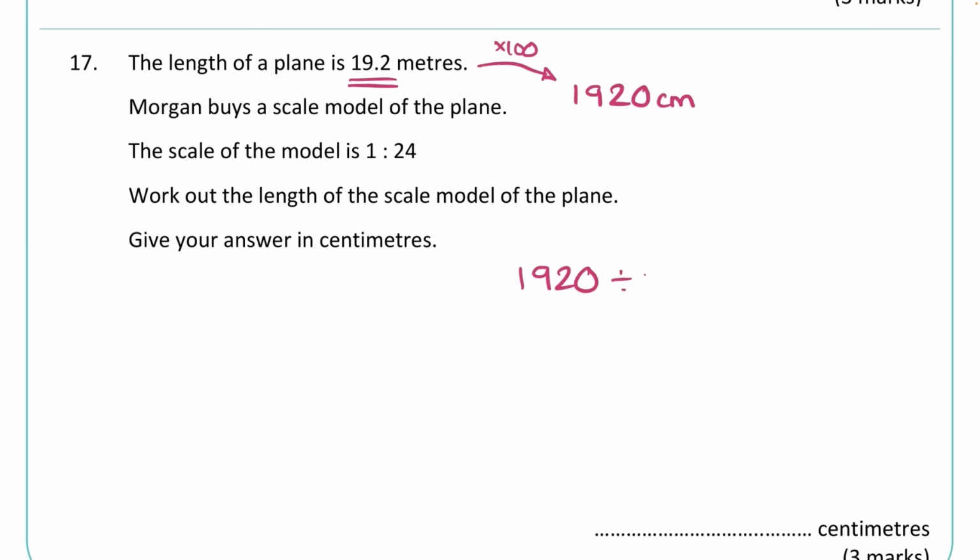So divide by 24. We'll type this in on the calculator. So 1920 divided by 24, and that comes out as 80. And there we go, there is our answer. So straight away, we've got our answer, 80 centimetres.